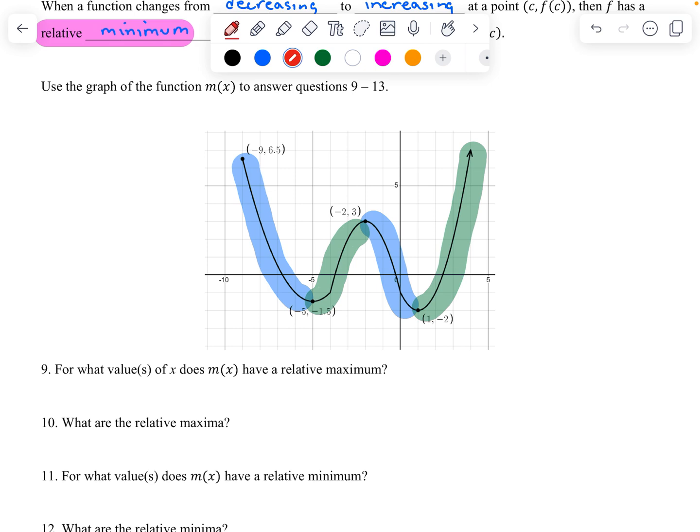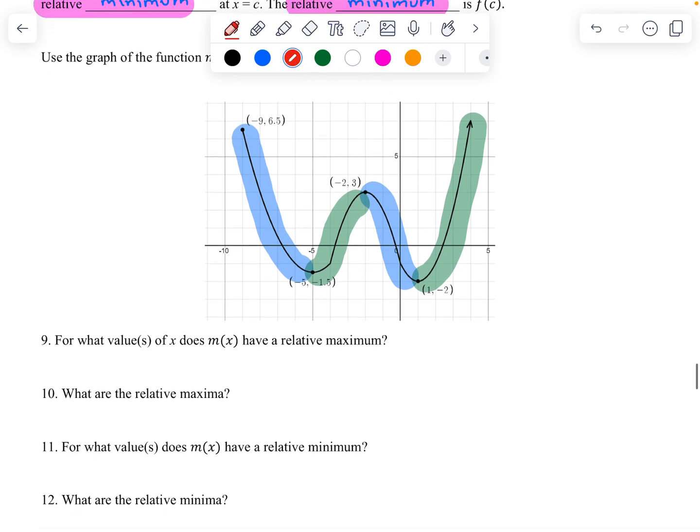All right, so now we're ready to answer the questions. For what value or values of x does m(x) have a relative maximum? Well, a relative maximum occurs when a function changes from increasing to decreasing. And that occurs right here at the coordinate (-2, 3). So m(x) has a relative maximum at x = -2.